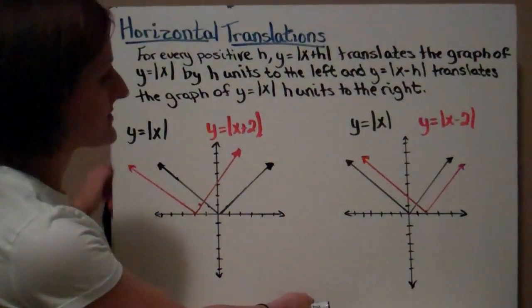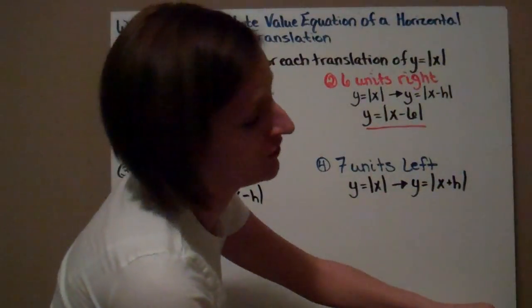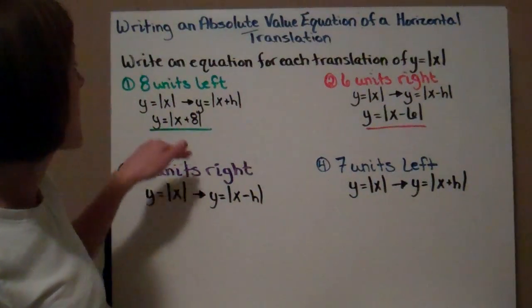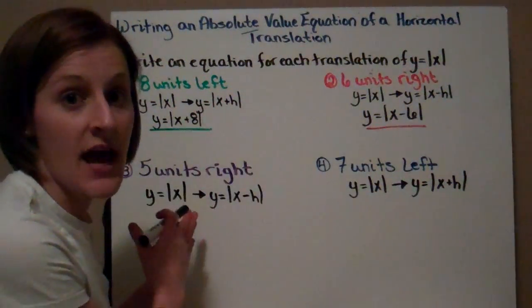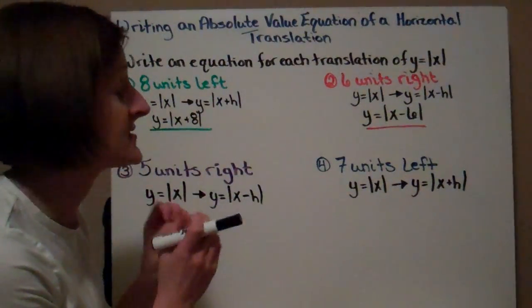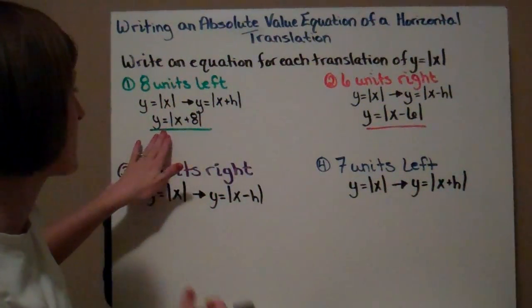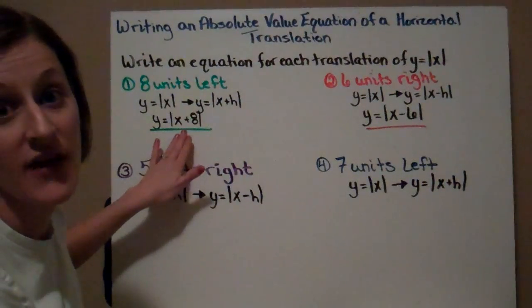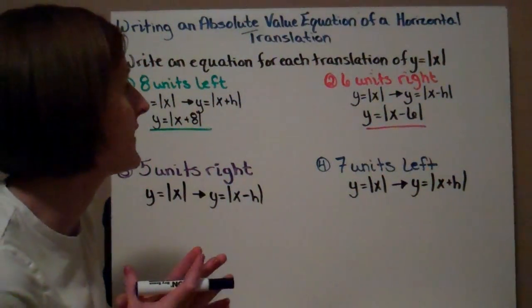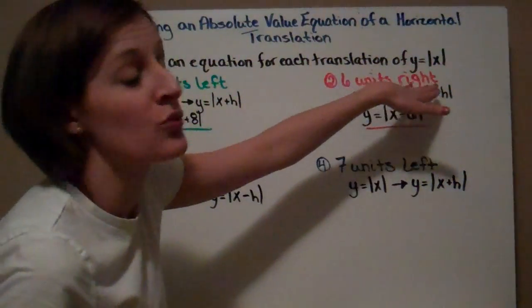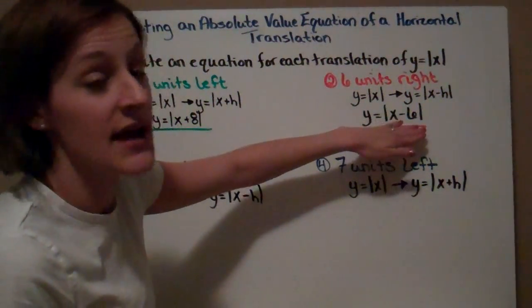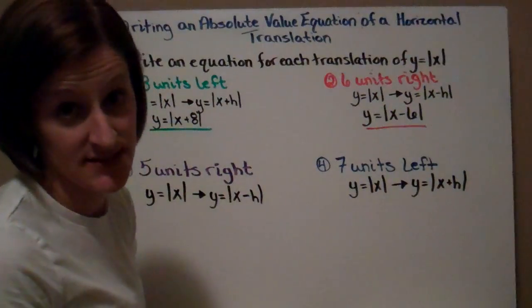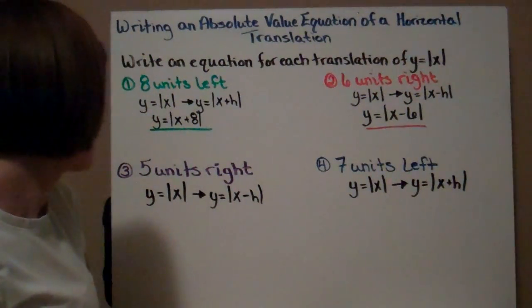Alright, so let's write some equations of a horizontal translation. I want to go 8 units left. That means I'm going left, so I need to add to that x inside the absolute value bars. So I'm going to have y equals the absolute value of x plus 8, all in the absolute value bars. 6 units right, I'm going to subtract that. So I'm going to do y equals the absolute value of x minus 6 in the absolute value bars.